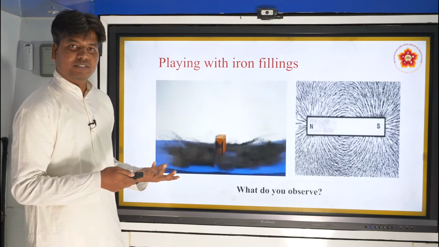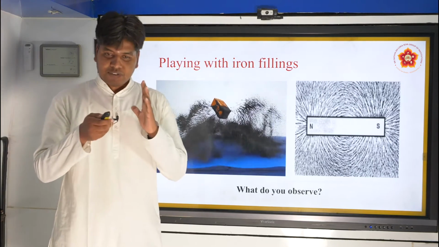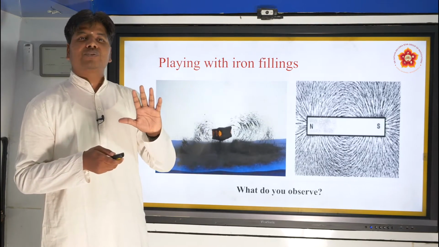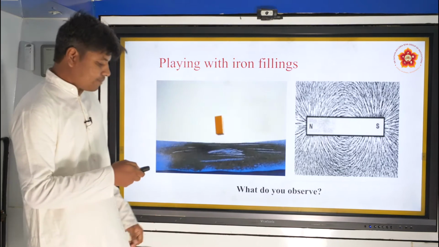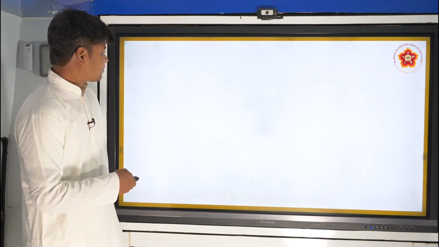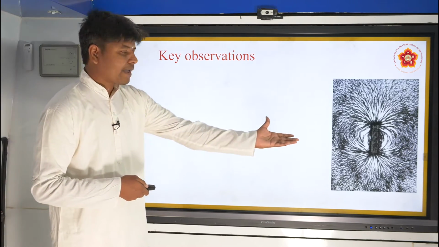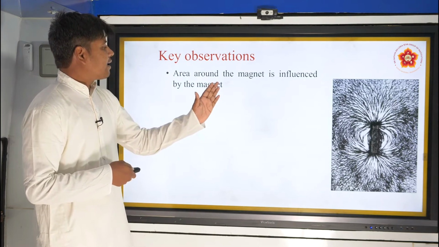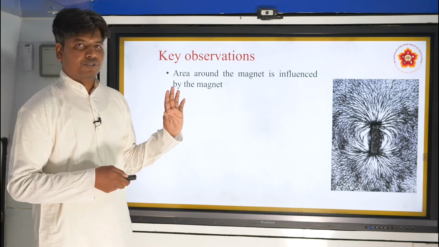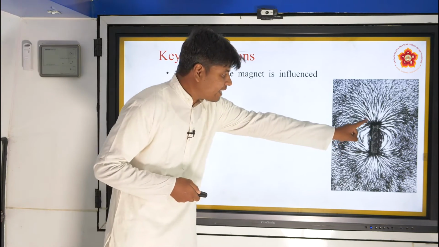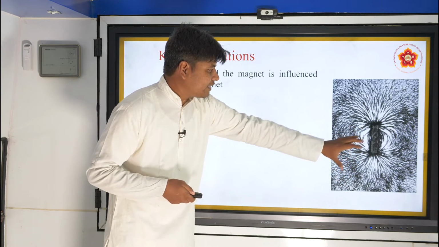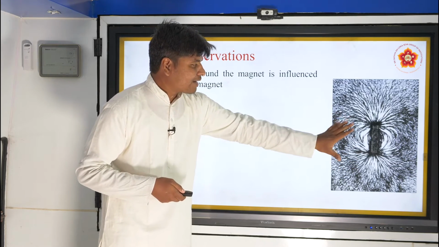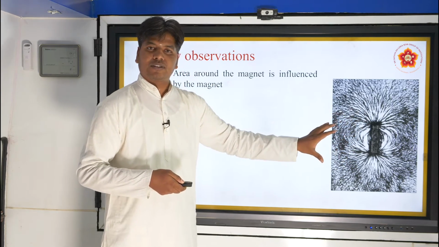What do you observe? The first part of a scientist, the first part of an observer, a student or anyone, is to see nature and note the key observations of what we observe. So from this, what do we observe? The key observations of this magnetic field. The area around the magnet is influenced by the magnet. That is for sure, right? The area around the magnet is getting influenced. You can see the patterns of lines. So you can infer that this magnet is doing something around it for sure.